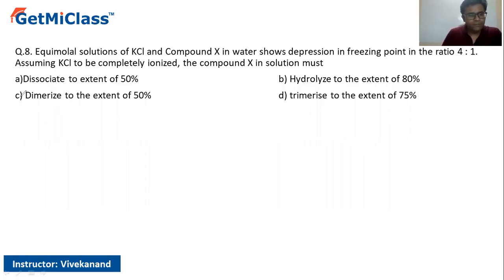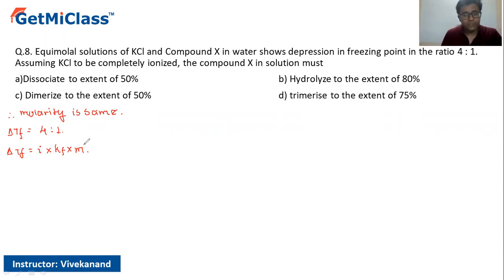Right. So over here, the first thing, the hint that they have given us, is that it's an equimolar solution. Therefore, the molarity is going to be the same for both solutions. Now, the second point that we need to understand is the ΔTf. It is given in the ratio of 4:1. Now, the third thing, ΔTf is equal to i into Kf into m, where i is the van 't Hoff factor.